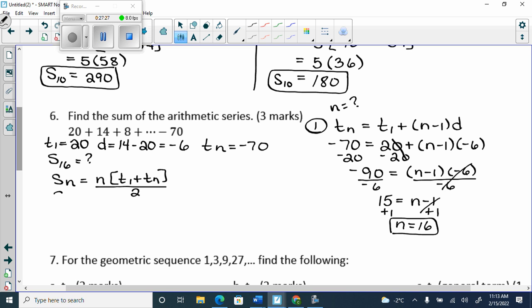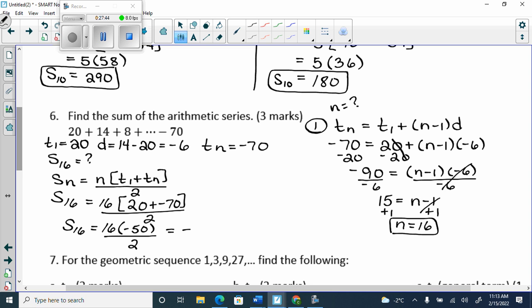So S16 equals 16 bracket 20 plus negative 70, divided by 2. S16 equals 16 times negative 50 divided by 2. And what do you get? What do you get? Anyone? Basically negative 25 times 16, which I don't know.